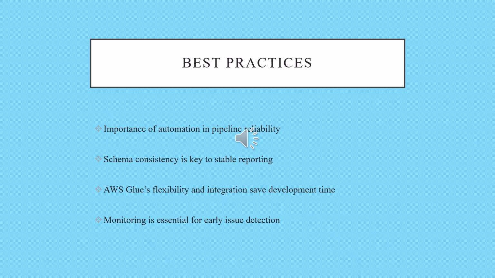One major lesson was the importance of automation in ensuring data consistency and reducing manual errors. Schema consistency was crucial for stable reporting, and I learned that AWS Glue's flexibility and integration capabilities significantly reduced development time. Regular monitoring was also essential for maintaining performance and reliability.